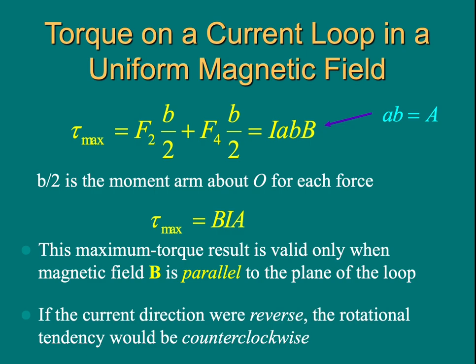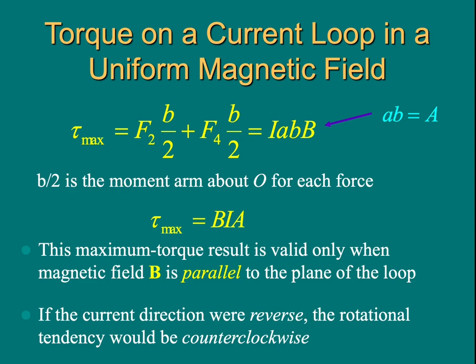With some calculation, we find that the total torque is I times A times B times the magnetic field. A times B for the rectangle is the area of the rectangle. So in this configuration, the total magnetic force gives the loop a torque equal to B times I times A. This is the maximum torque.